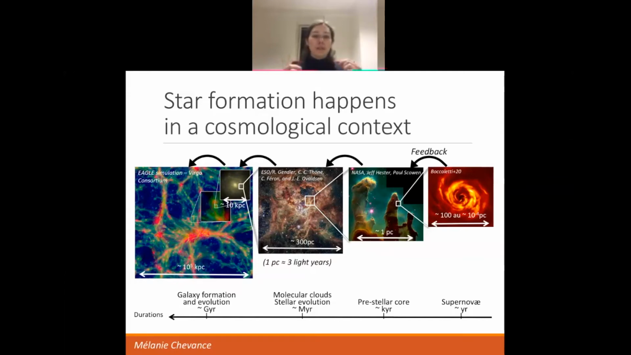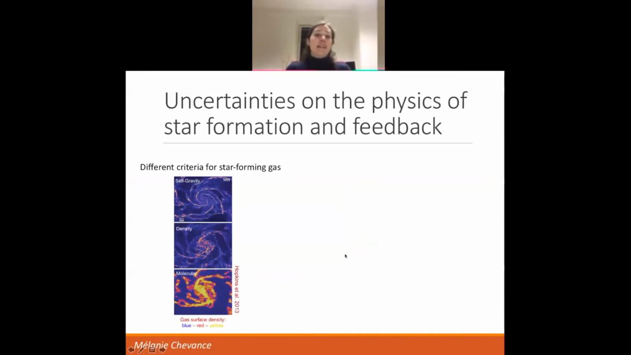So if you want to accurately understand how star formation happens and how galaxies evolve, you need to take into account what happens on the small scales and on the larger scales. Computationally, it's of course impossible to model this from first principles. So models and simulations require sub-resolution prescriptions, to basically cut this range of scales at a certain point. And the main problem is that the physics of star formation and feedback are unconstrained observationally. But they're going to make a huge difference in the resulting simulated galaxies.